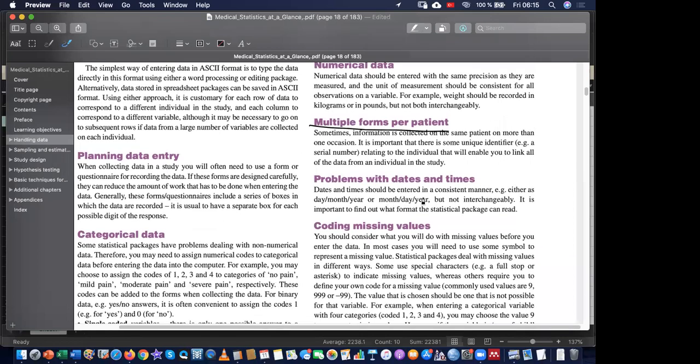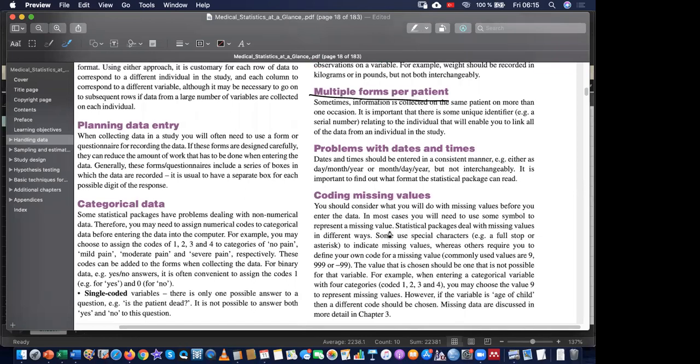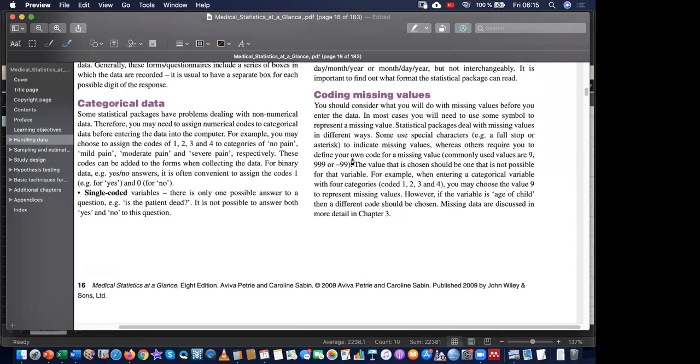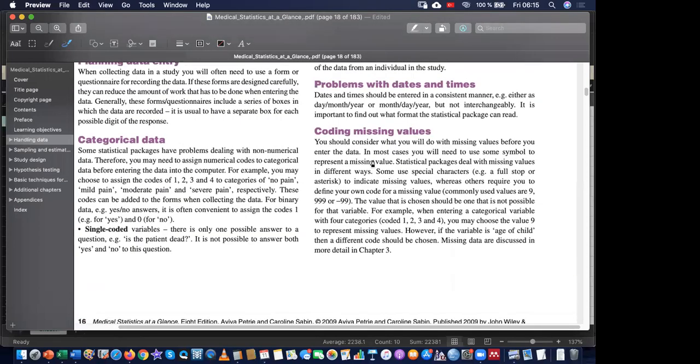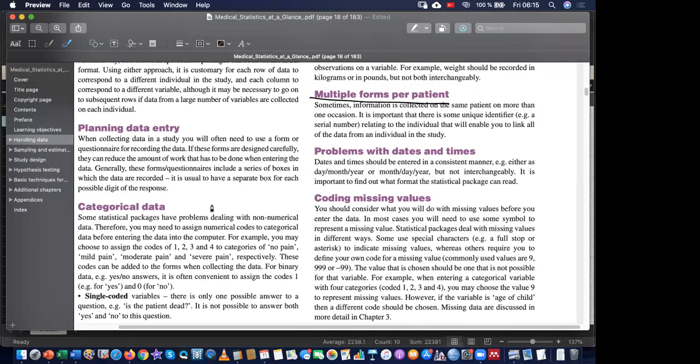Something else you need to be careful about is the dates. Some countries have different date formats: day, month, year, or month, day, year. So you should always use the same, consistent format in a study. Missing values we will not have in our studies. Don't worry about it. That's not so important.